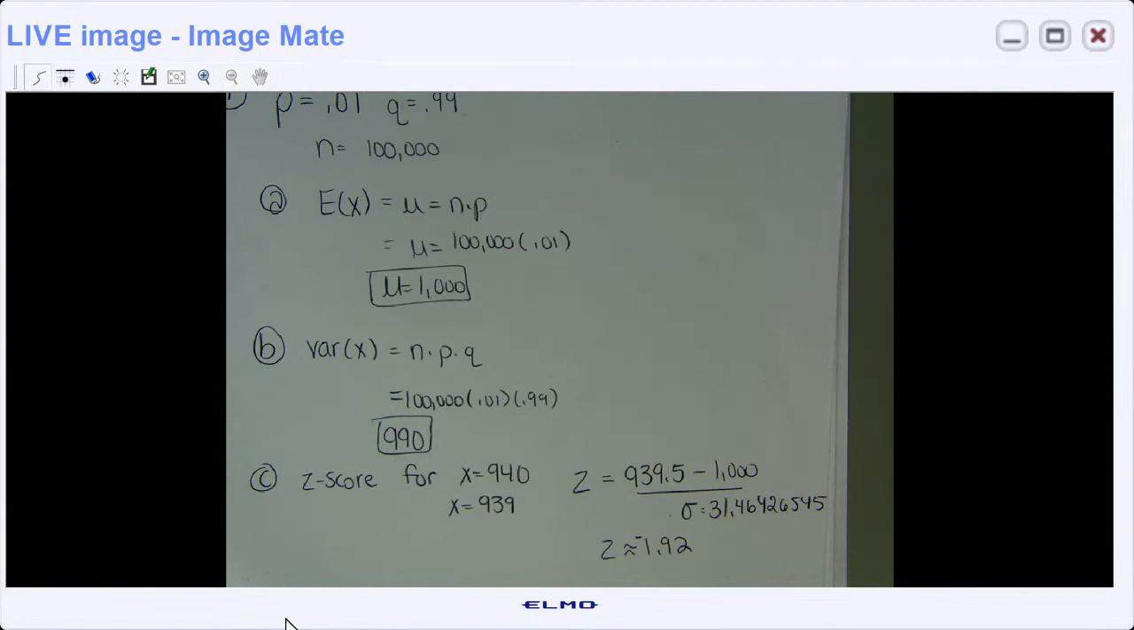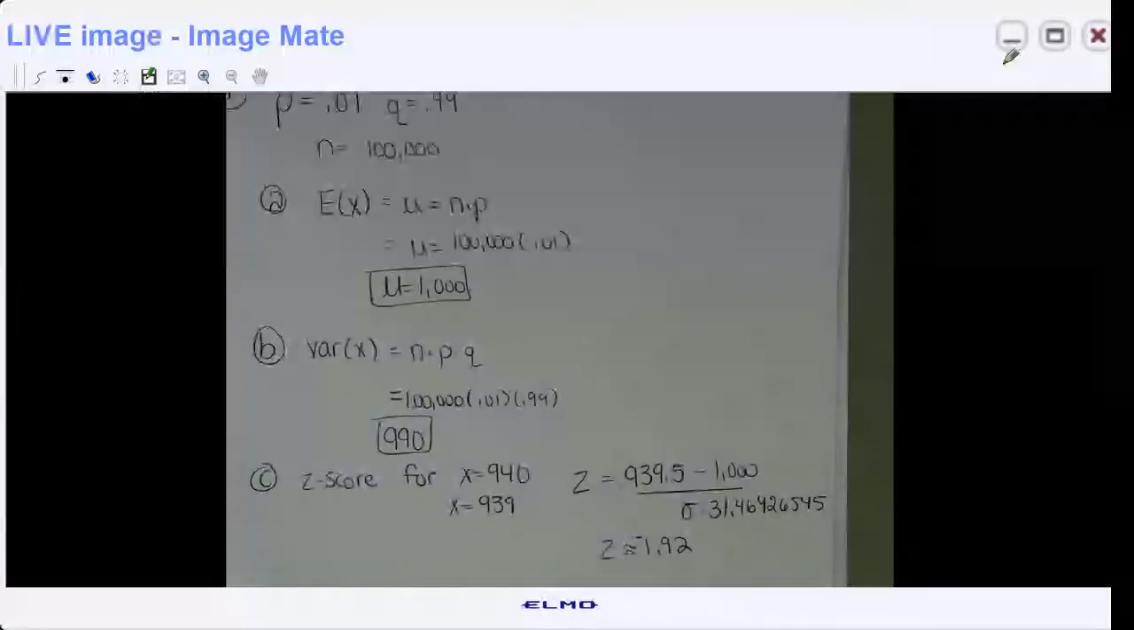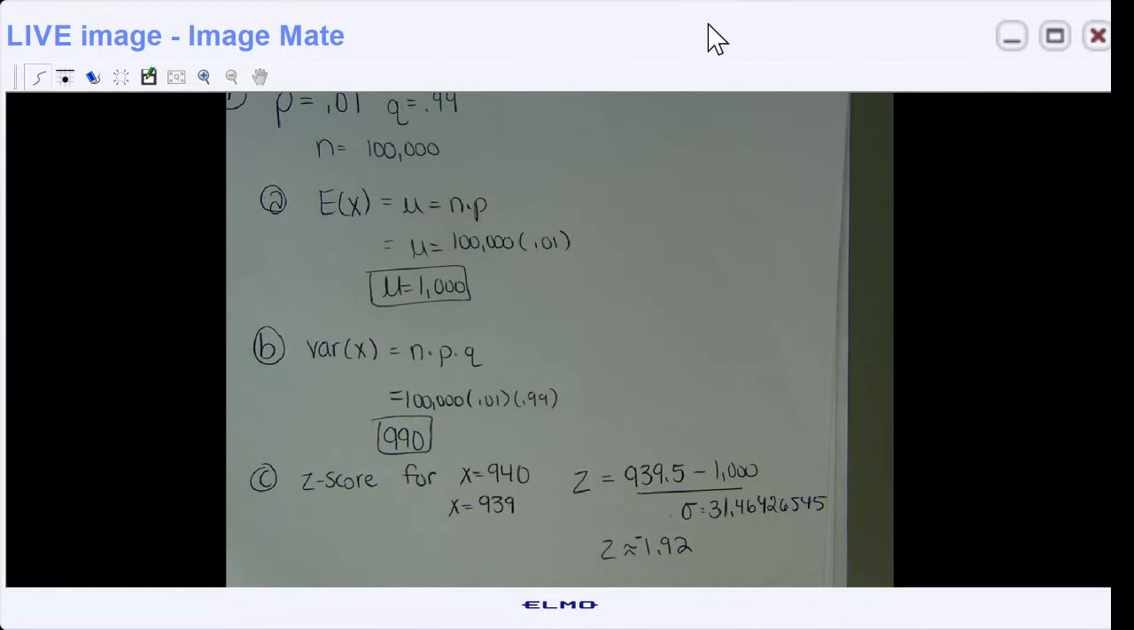Is everybody good so far? I don't see it. Yes, okay. So I have to have that thing open for that to share. That's weird. Yes, okay. All right.